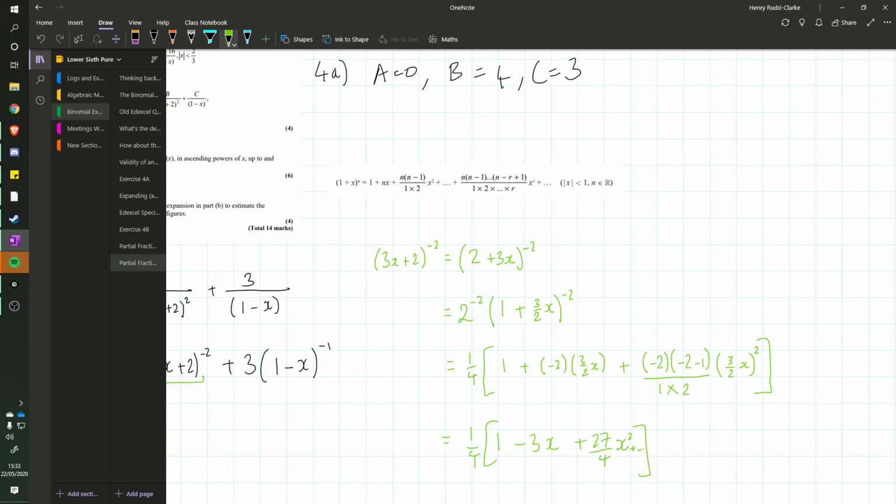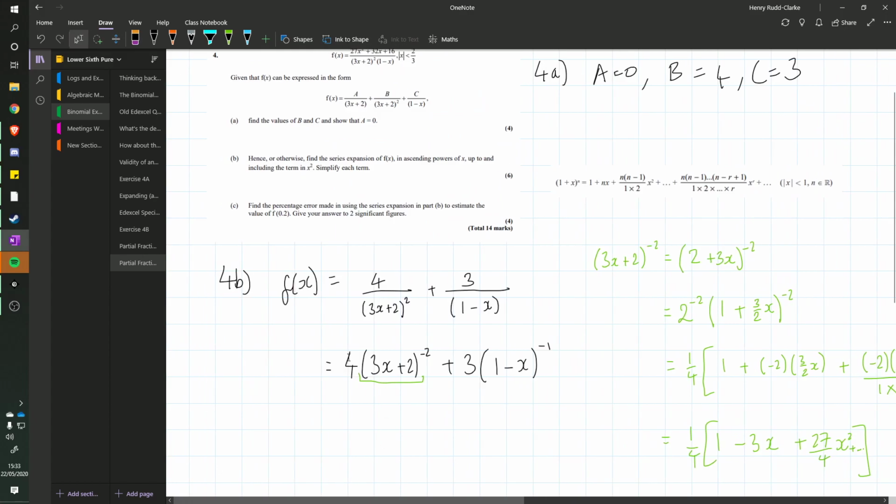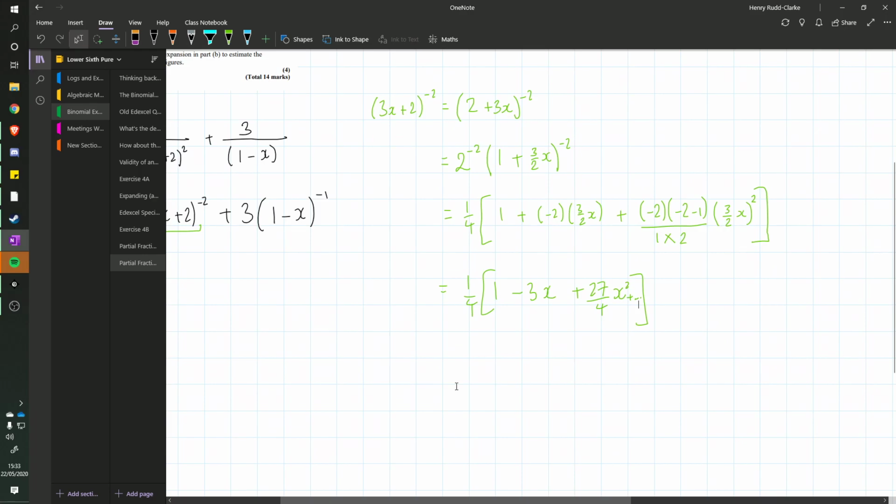Right, so that's the first bit done. It's quite nice actually, if you notice, because this is 4 and then this gave us a quarter, so when we put this back in, it's actually going to cancel away and give us something quite nice and tidy. Great news.